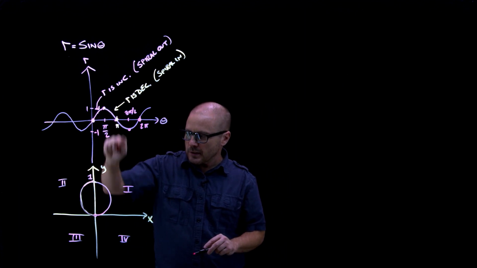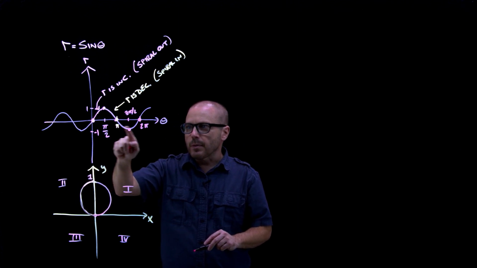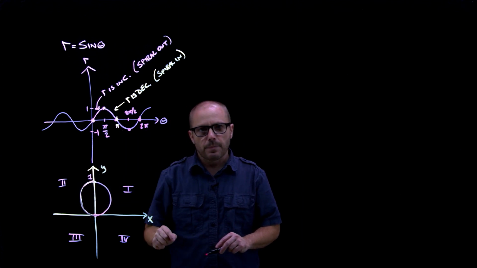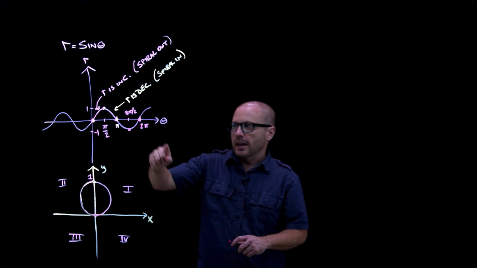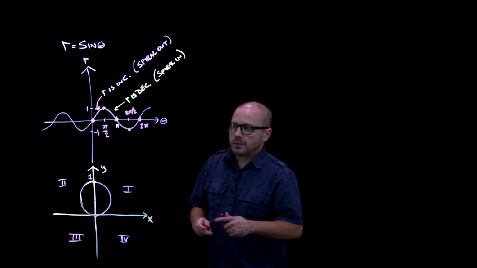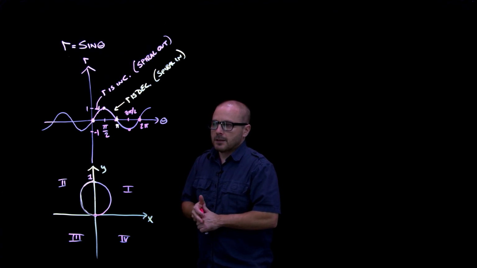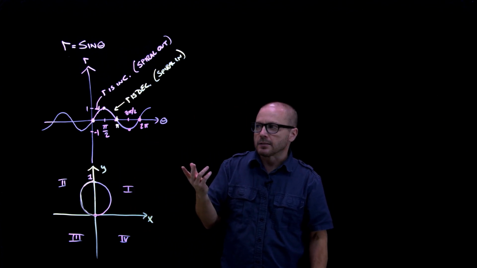Once for the positive. So from 0 to pi, we get that. And from pi to 2 pi, we get it again. We're just drawing it once with positive r's and once with negative r's. And because of the periodicity of sine, that process just repeats over and over and over again. So we get this shape really only looking at two things.